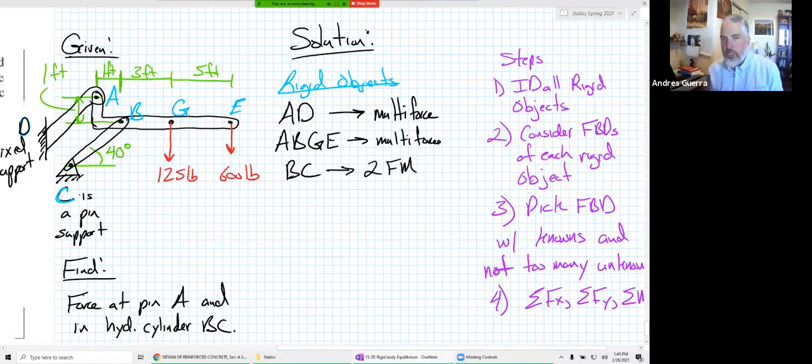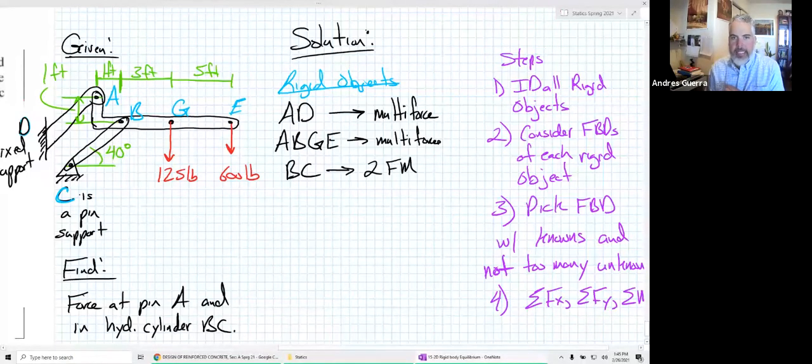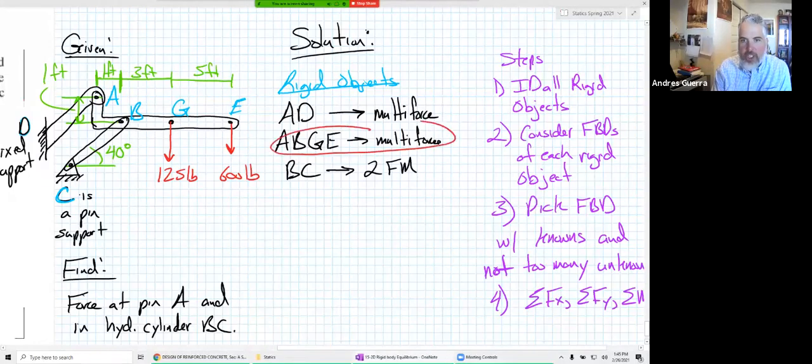So now that we have our rigid objects listed out, let's think about those. A to D, does it have any known values? No. B to C, does it have any known values? No. Which one is the only one that has known values? It's ABGE, right? This is the only one with knowns.